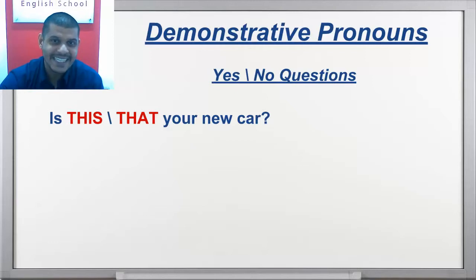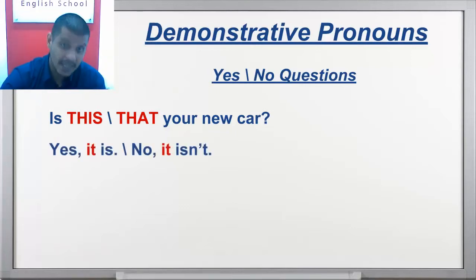You see that in this case, I am asking a question. Attention to the position of the verb be, okay? The verb be comes before the pronoun, right? Is this or is that your new car? And then I answer with, yes, it is. No, it isn't. Okay? So, affirmative, yes, it is. No, it isn't. So, pay attention to something.